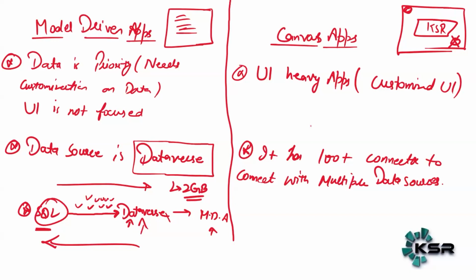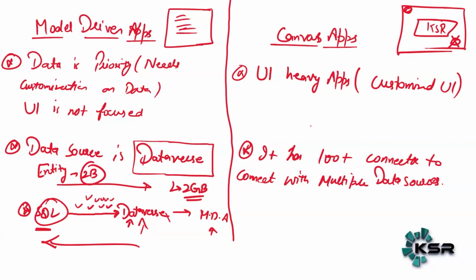In Dataverse, a table is called an entity. So in an entity, you can store up to 2 billion rows. Got it? 2 billion, guys. Clear, guys? Basic difference. Can we move ahead?